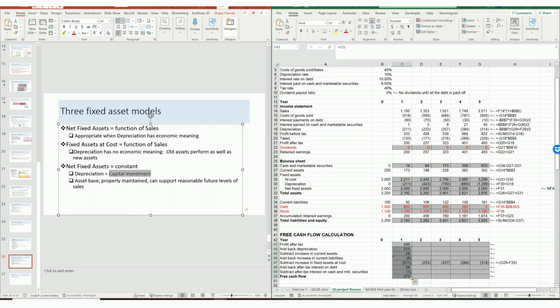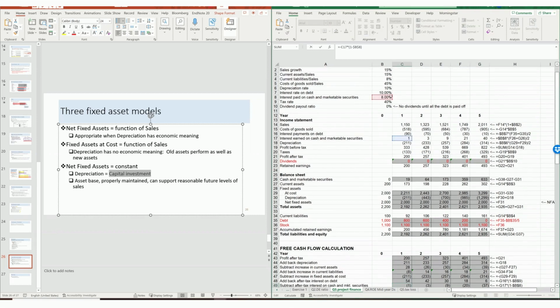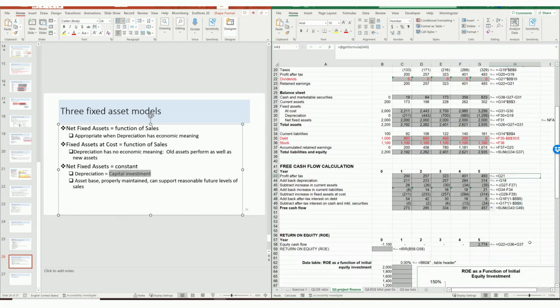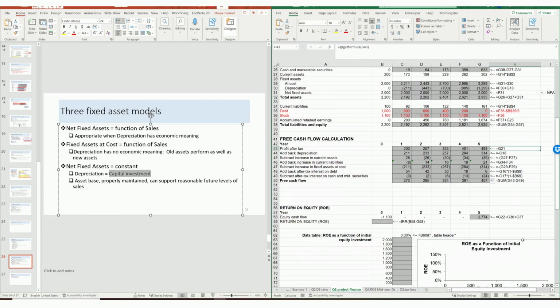And I'll just drag it all the way over. Okay, so there is an error here. It should be a tax adjustment. So I need to move this to the tax rate here. Now this one looks better.